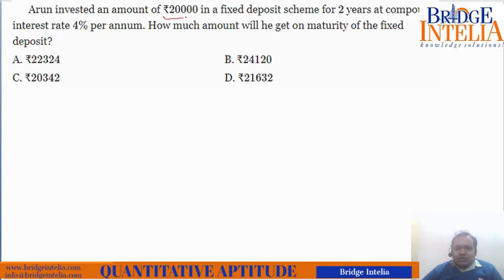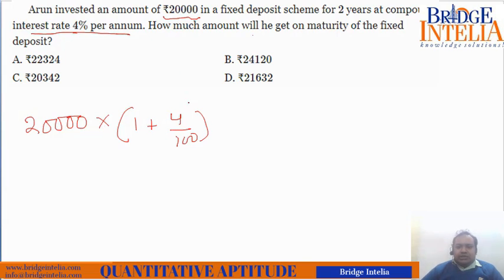Now, Arun invested an amount of rupees 20,000 in a fixed deposit scheme for 2 years at a compound interest rate of 4% per annum. How much amount will he get on maturity? Maturity means final amount. So the rate of increase is 4%. So 20,000 is the original value. This is getting increased at a rate of 4%. So 1 plus 4 by 100 for 2 years. So this is 20,000 into 104 by 100.